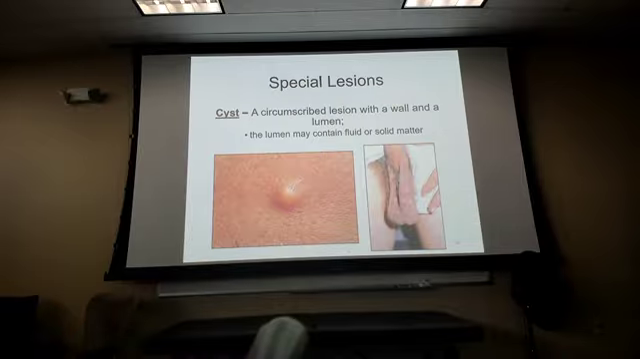More fun pictures. A cyst. So we've got those lesions with a wall and a lumen. The lumen may contain fluid or solid matter. So if we were to poke at that, we can get some of the drainage, some of the fluid, some of the cottage cheese stuff out of it, but those are that one right there.